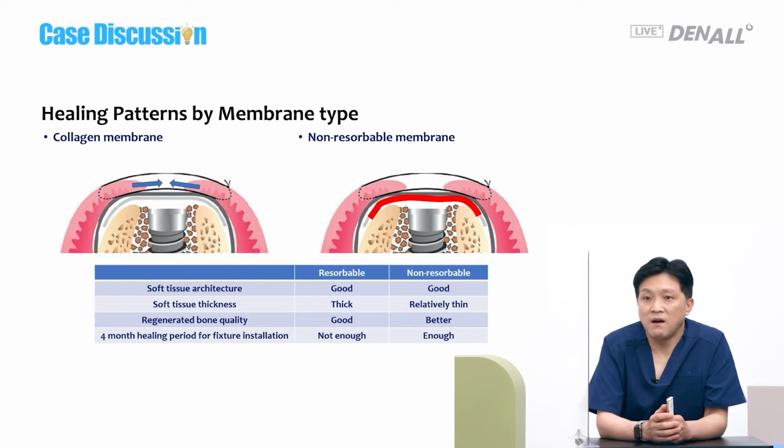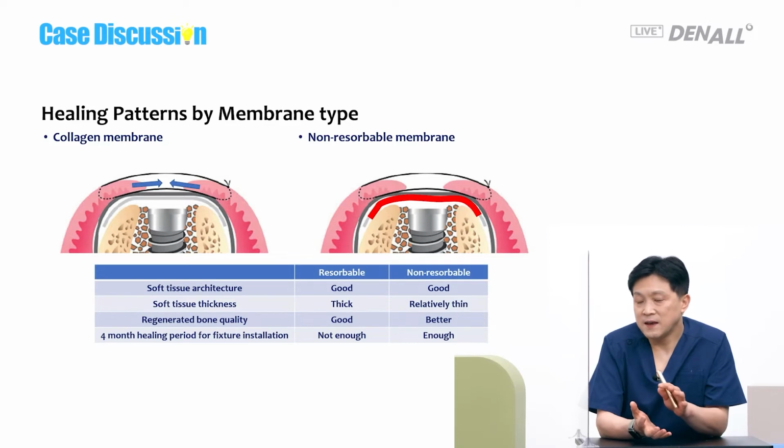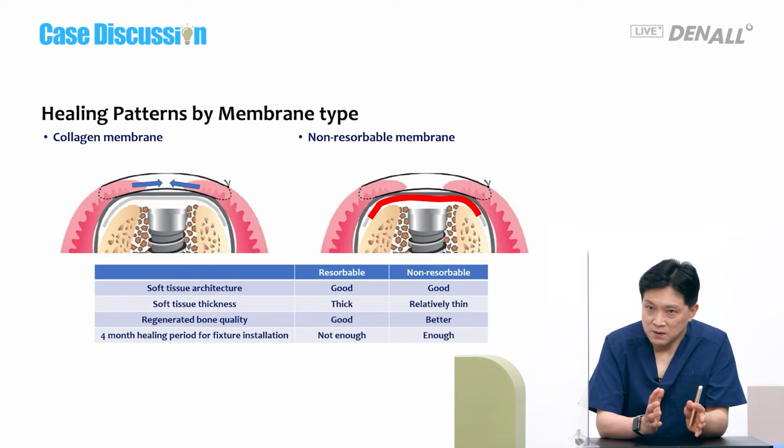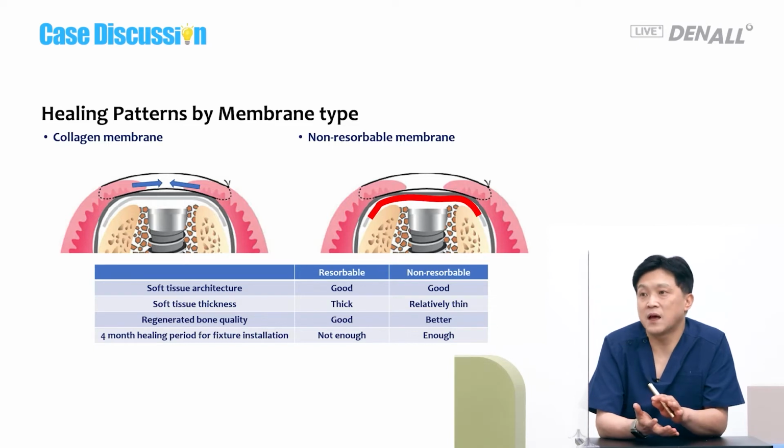In terms of the soft tissue architecture, both of them have good architecture. However, for the soft tissue thickness after healing, the collagen resorbable membrane shows thicker soft tissue compared to the non-resorbable membrane. In terms of the regenerated bone quality, I believe compared to collagen membrane, non-resorbable membrane shows better quality.